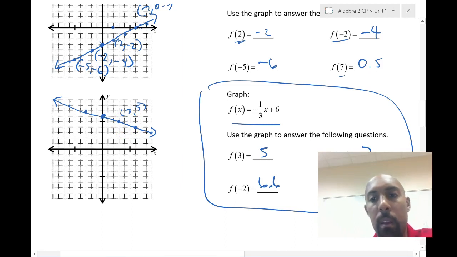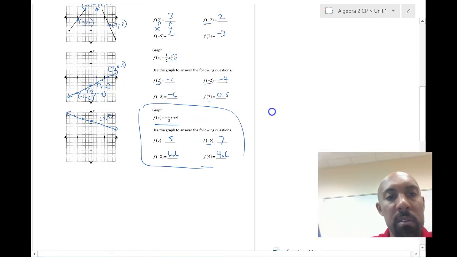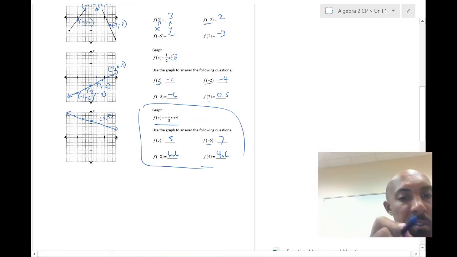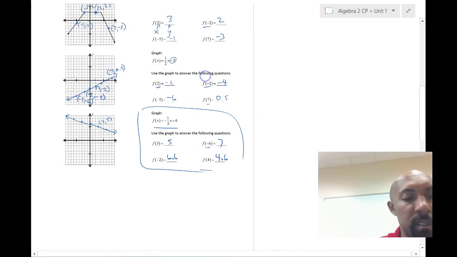Alright, so that's it for those notes. Now what I want you guys to do is stop here, and I want you to do the IXL assignment for evaluating functions on a graph. Go to the IXL assignment sheet.